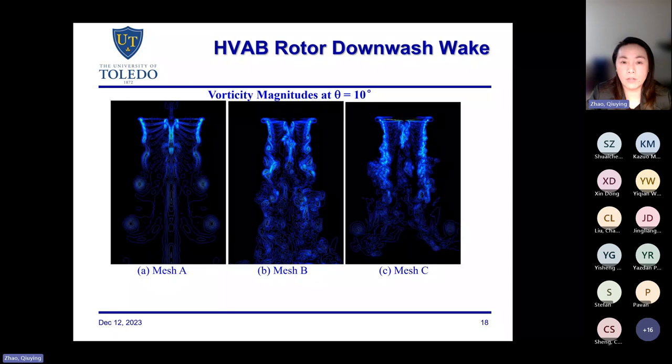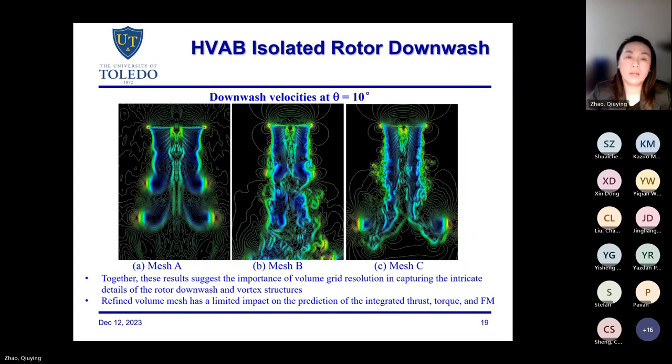And here is the vorticity magnitude along the cutting plane in the downwash direction, also compared at 10 degree pitch angle. Just like the previous plot, on mesh A we only can see the large structure of the vortices. Mesh B, we see the improvement, but mesh C, we see more details. Here is the downward velocity magnitude, also at the 10 degree pitch angle. And then we see similar trends among those three meshes.